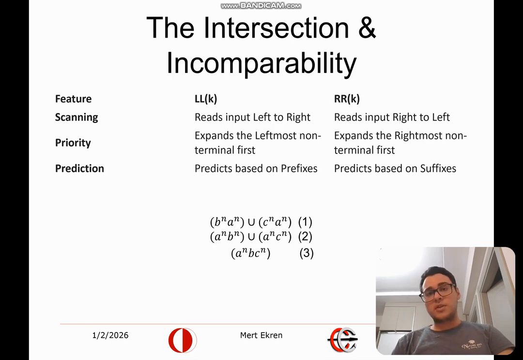For their intersection, a language can be described by both LLK and RRK. If you look at the third language described, you can see that both LLK and RRK can decipher the language without any further complications.